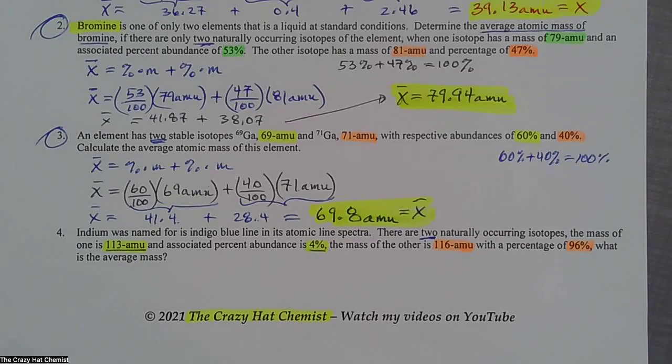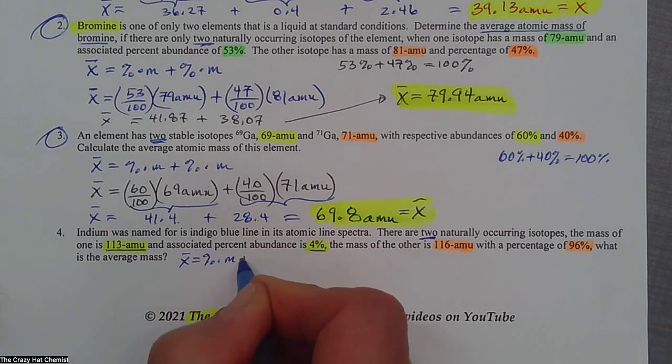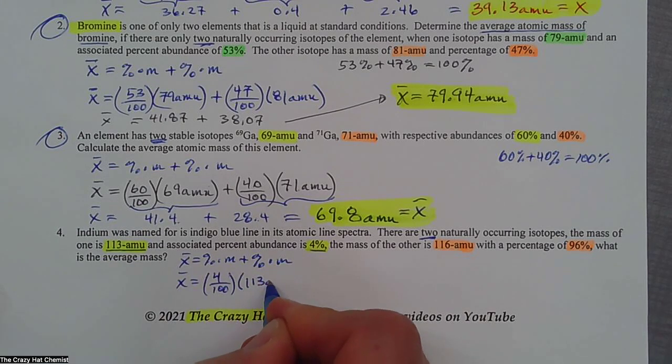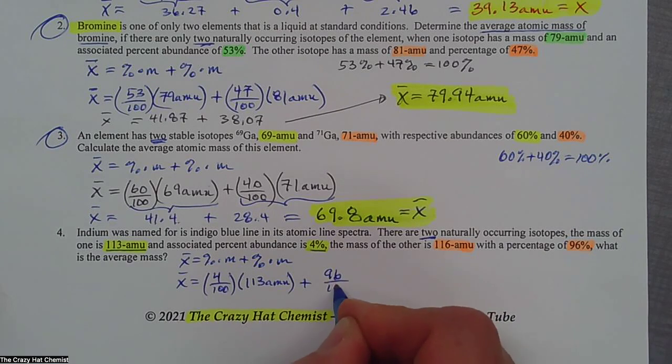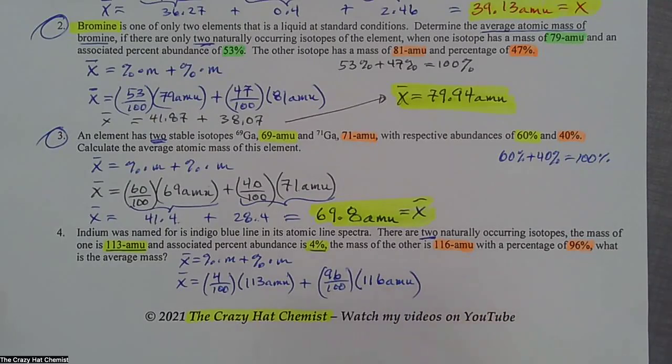Okay, so let's see if we can do this here. The average is equal to percent times mass plus percent times mass. So average is equal to percent, that is 4 divided by 100 times 113 atomic mass units plus 96 divided by 100 times 116 atomic mass units. I'll just note one thing here again, 4% plus 96% is equal to 100%. Yet again, that will always be consistent.